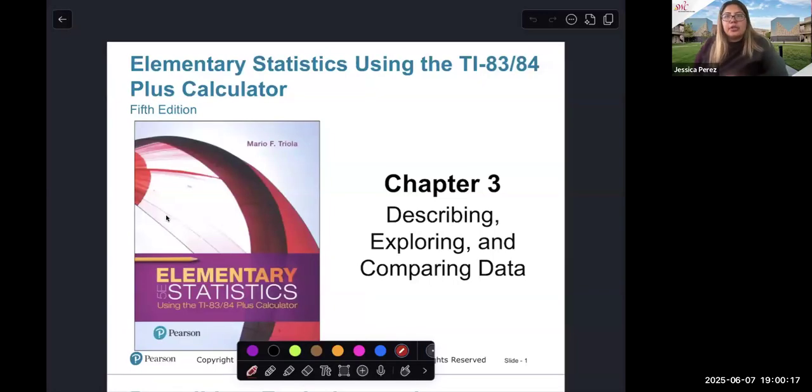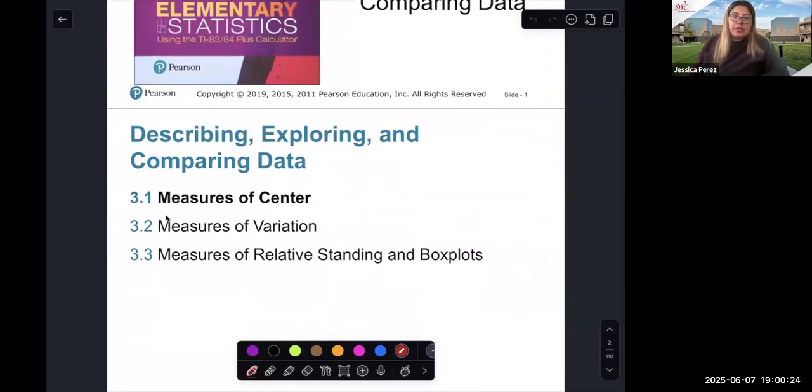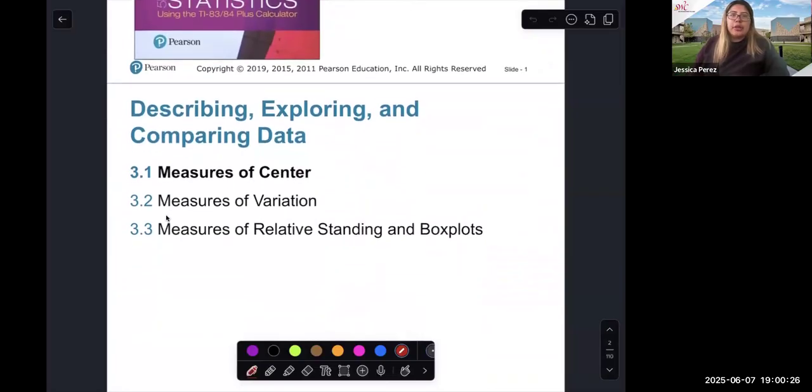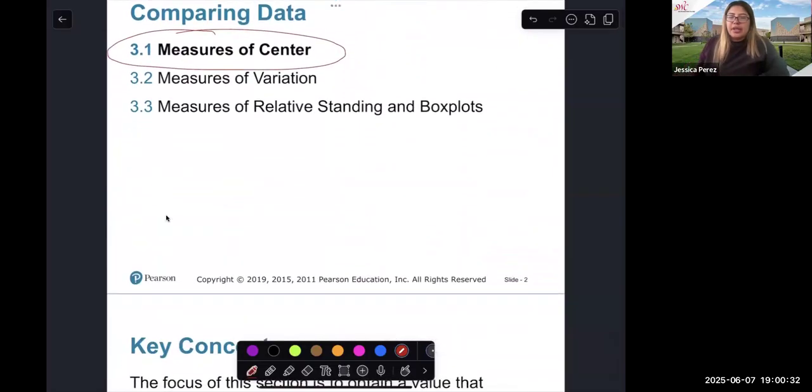Hi, everyone. Welcome to Chapter 3. Chapter 3 describes, explores, and compares data. The first section that we're going to look at is called Measures of Center. That is section 3.1, and that's what we're going to be focusing on today.